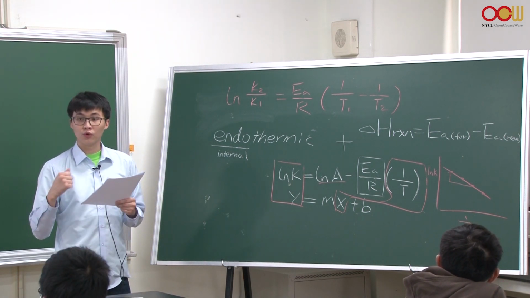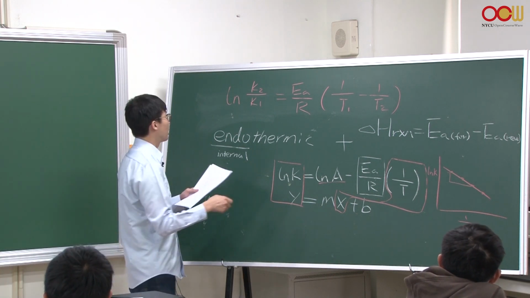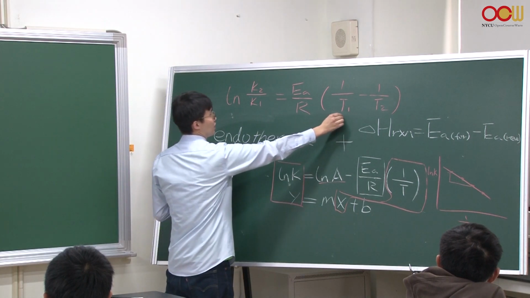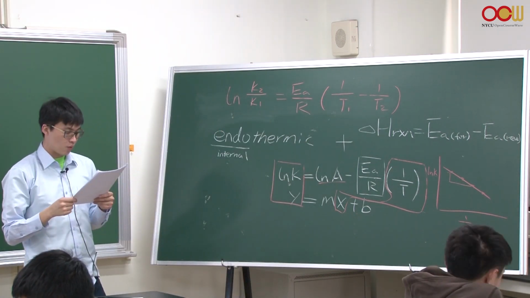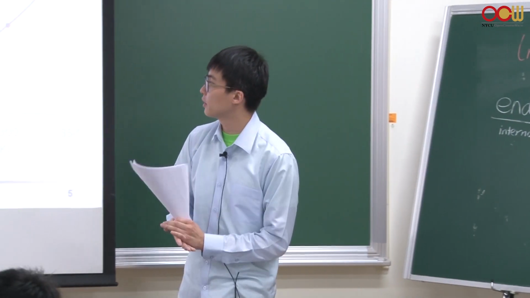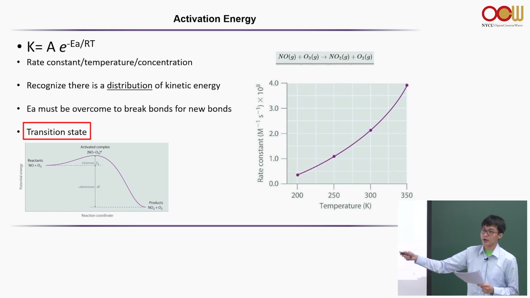Actually go through the calculation because it's very easy to make a mistake. And you have to recognize you must have T1 over here and T2 over here and K2 over K1. So another important concept in this plot is what you see here, activated complex.